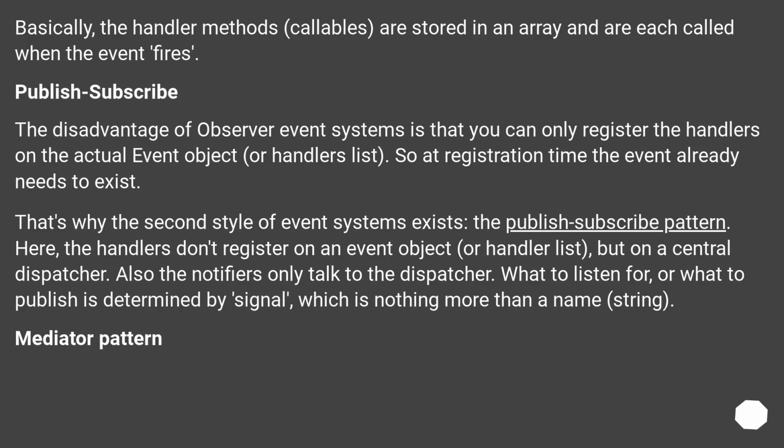Publish-subscribe. The disadvantage of observer event systems is that you can only register the handlers on the actual event object, or handlers list. So at registration time the event already needs to exist. That's why the second style of event systems exists, the publish-subscribe pattern. Here, the handlers don't register on an event object, or handler list, but on a central dispatcher. Also, the notifiers only talk to the dispatcher. What to listen for, or what to publish, is determined by a signal, which is nothing more than a name, a string.